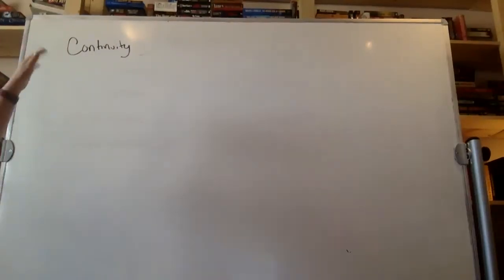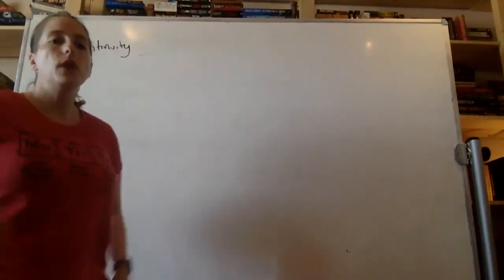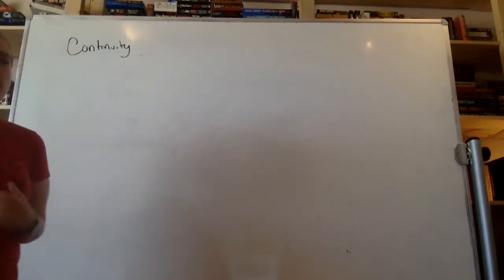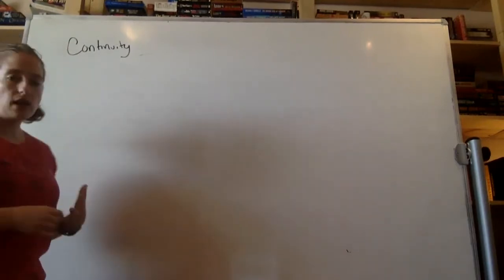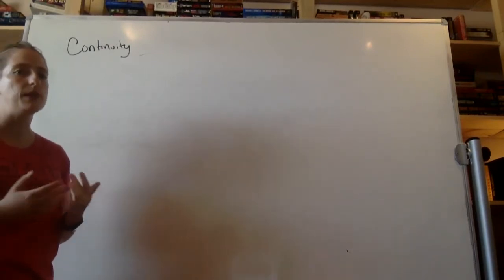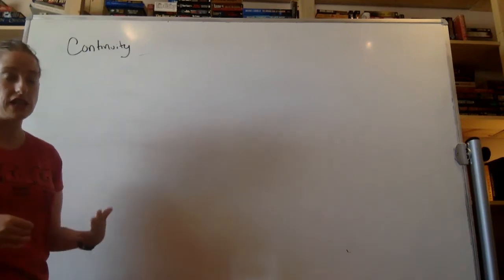All right, now I want to talk about the idea of continuity. Continuity has to do with where a function is continuous. In order to define continuity, we're going to talk about continuity graphically. In other words, when we look at a graph, can we decide whether or not the function is continuous?